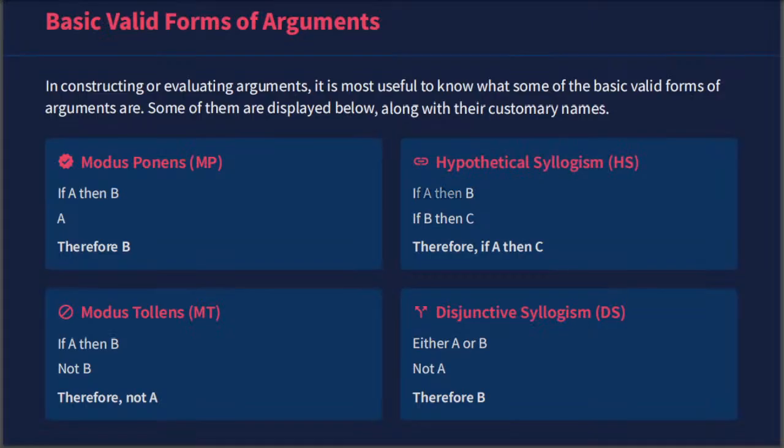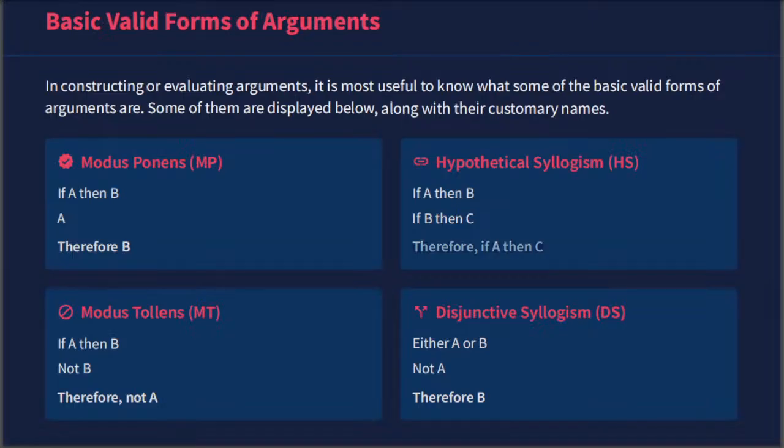So we go on to the hypothetical syllogism. If A, then B. If B, then C. Therefore, if A, then C. So we're going through the hypothetical, the logical connection between B and C and B and A, and using it as a go-between to come up with, therefore, if A, then C.